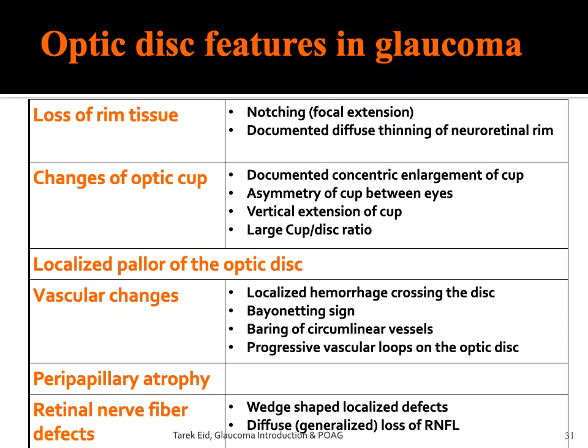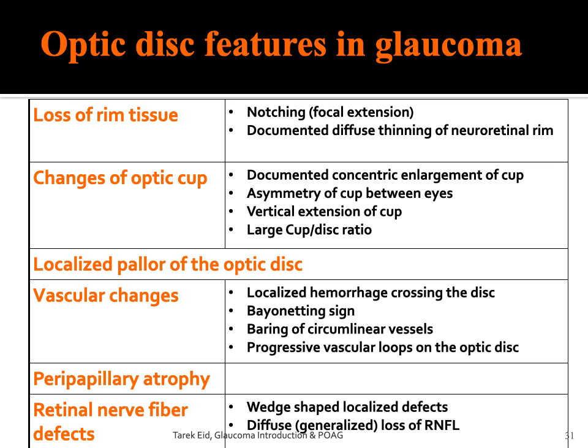Now, what are the characteristic features in the optic disc which can be specific to glaucoma? Or what are the glaucomatous changes in the optic nerve head and nerve fiber layer? This can be changes in the rim, where there is loss of the neural tissue, whether focal or localized notching or diffuse thinning, and also changes in the optic cup, like documented concentric enlargement of the cup or asymmetry of the cup between the two eyes, vertical extension of the cup or large cup disc ratio.